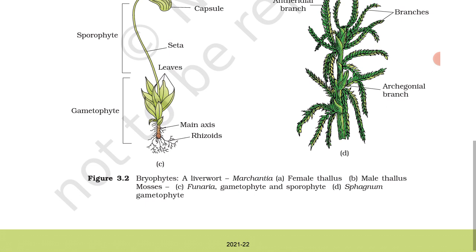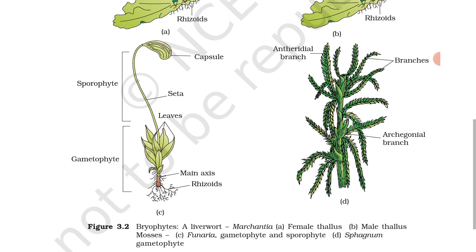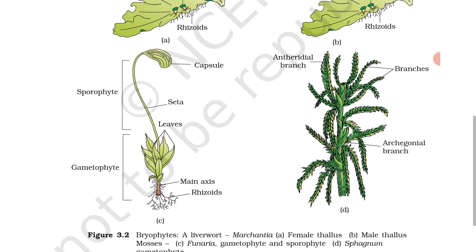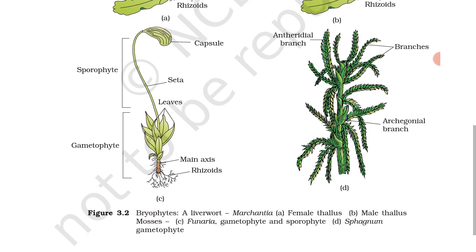Then mosses. In mosses there is Funaria, gametophyte and sporophyte, and Sphagnum gametophyte. See figure C. In this, Funaria gametophyte and sporophyte is shown. See in the gametophyte there is a rhizoid, main axis and leaves. This structure is called the gametophyte, and above that the capsule and seta are shown as the sporophyte. So this is the example of Funaria, which has gametophyte and sporophyte.